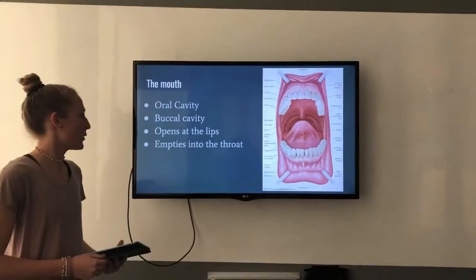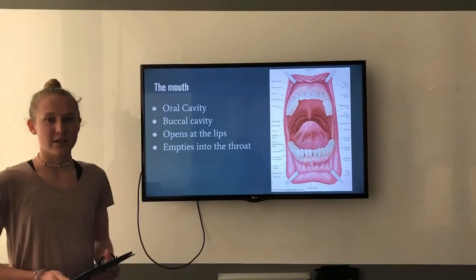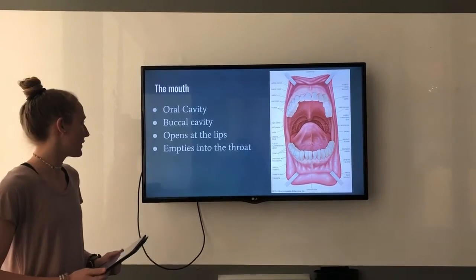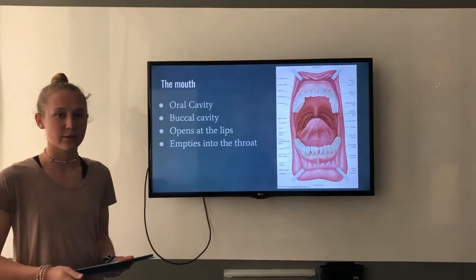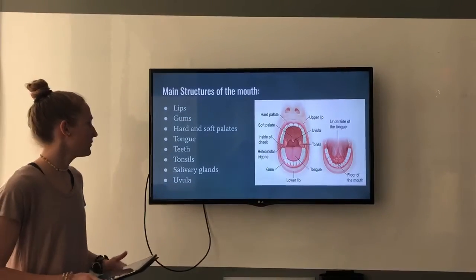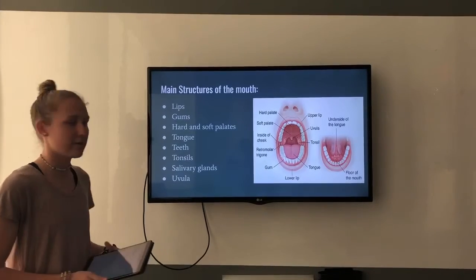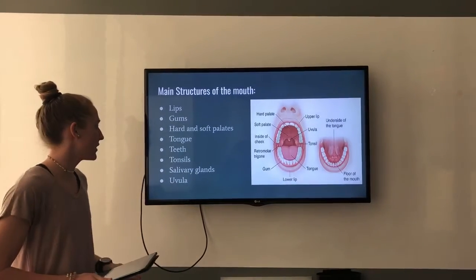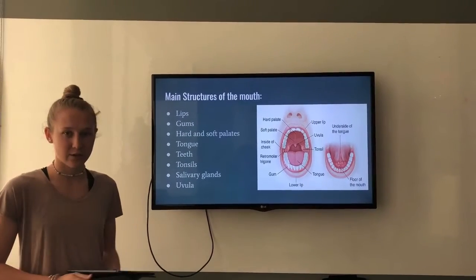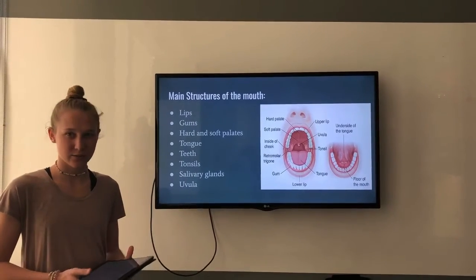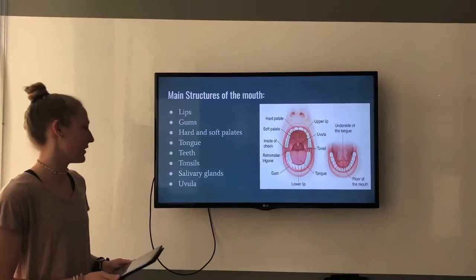Another name for the mouth is the oral cavity or the buccal cavity. It begins at your lips and empties into your throat. Key structures of the mouth include your lips, your gums, the hard and soft palates, your tongue, your teeth, your tonsils, your salivary glands, and your uvula.